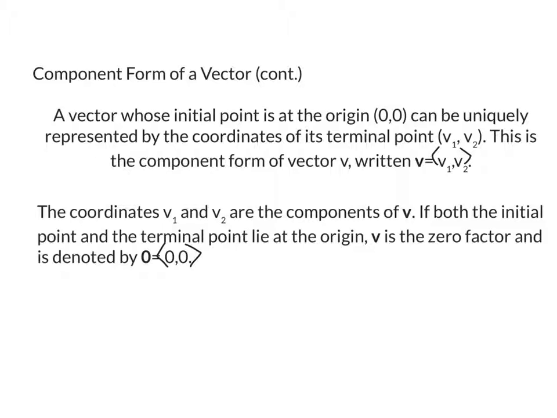A vector whose initial point is at the origin (0, 0) can be uniquely represented by the coordinates of its terminal point, (v1, v2). This is the component form of vector v, written as vector v equals ⟨v sub 1, v sub 2⟩. The coordinates v sub 1 and v sub 2 are the components of vector v. If both the initial point and the terminal point lie at the origin, then vector v is the zero vector and is denoted by vector 0 equals ⟨0, 0⟩.